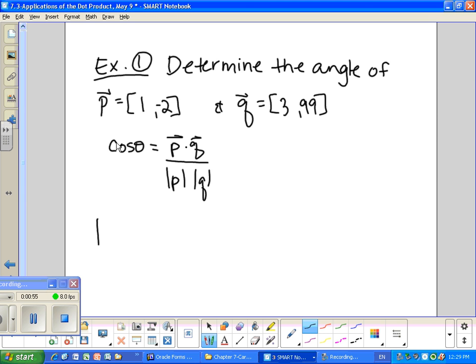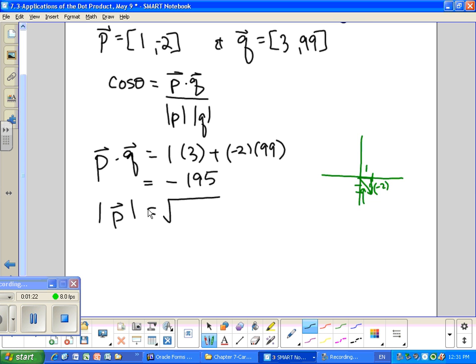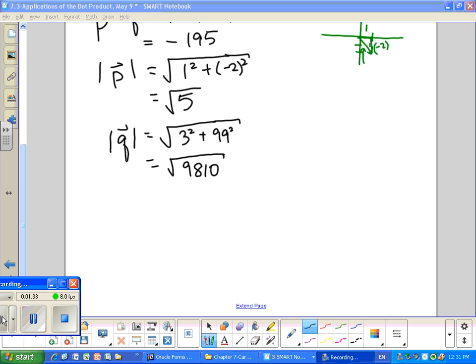So to start, to find P dot Q, let's multiply our x's together. So we have 1 times 3 plus negative 2 times 99. Yep, so it'd be negative 195. So that's the first part. Now we want to find the magnitude of P. Using the Pythagorean theorem, it would be the square root of 1 squared plus negative 2 squared, so you have square root of 5. That would be the magnitude of Q. And now we just plug them in.